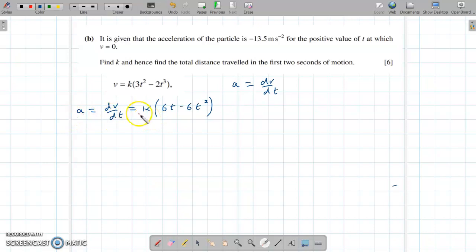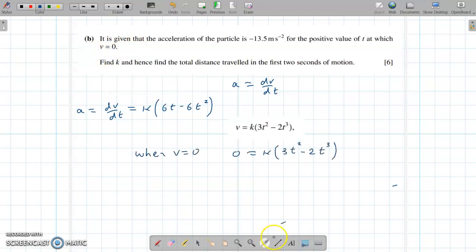We need to work out k, so we need to know what t is. We're interested when the acceleration is minus 13.5, so we need to work out what t is, and then we can put it in this equation. So we go back to our velocity equation and sub in v as 0 and see what t is. When v is 0, 0 is k(3t squared minus 2t cubed).